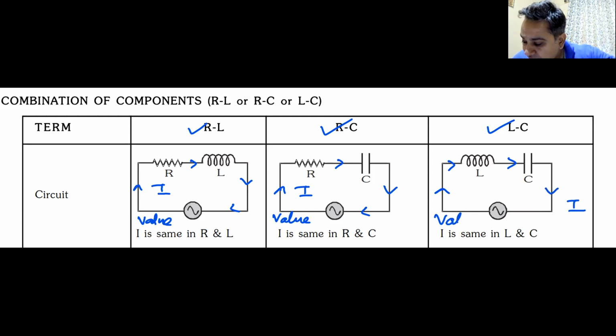Do we all understand this? How much current is flowing? The same current flows, but current and voltage are not in the same phase. Remember that. Current is the same, but the angle between voltage and current is not the same. I hope you understand this. I'll give you a minute to note this down.